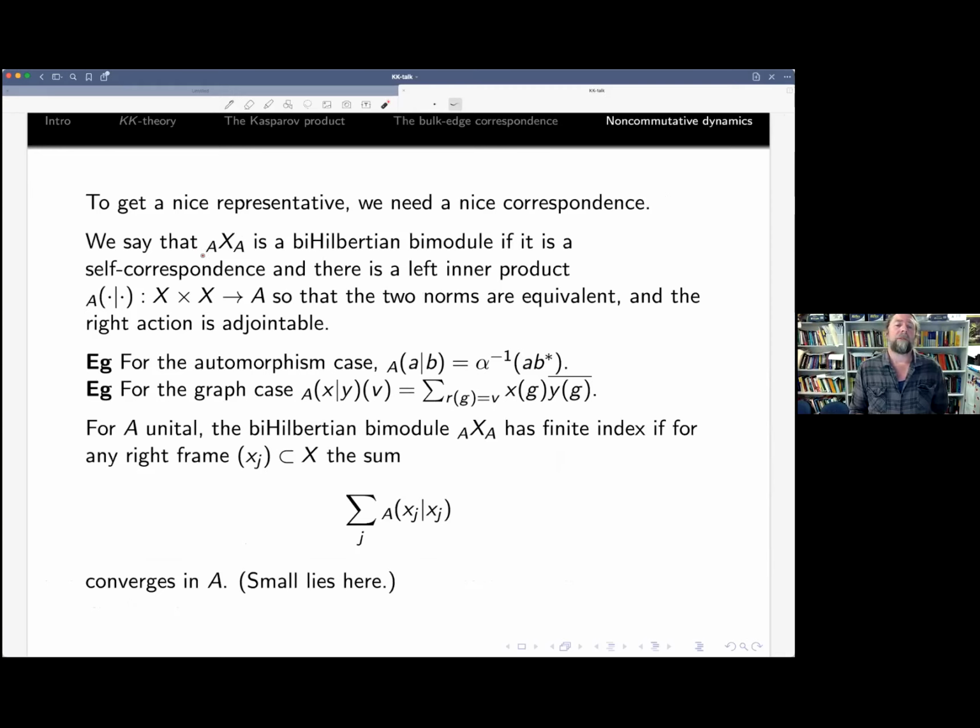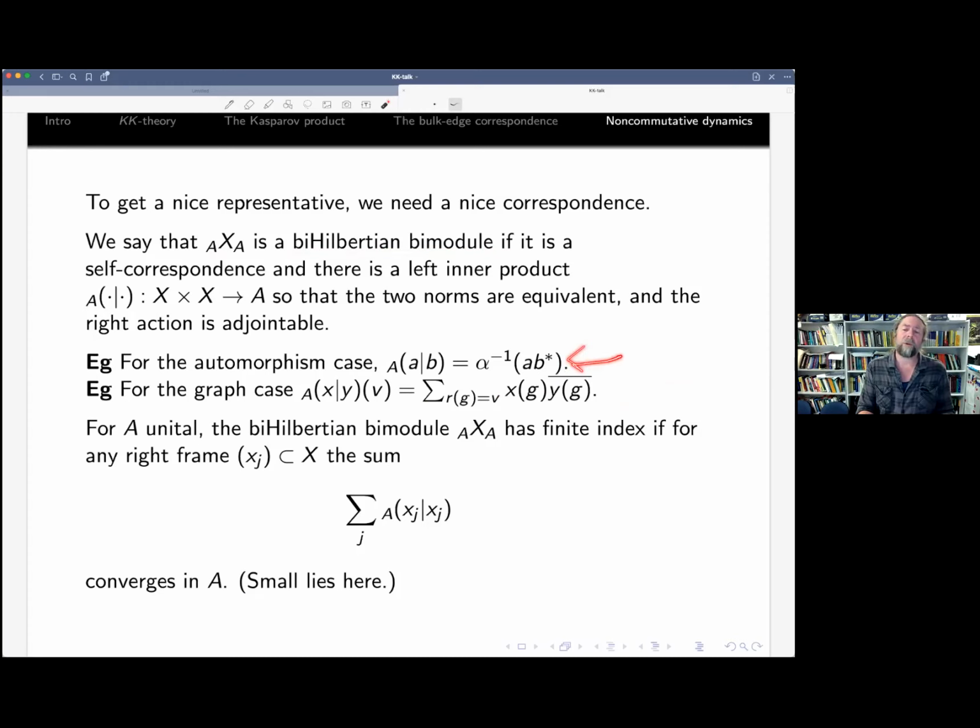So if you have a self-correspondence, it's going to be a bi-Hilbertian bimodule. As far as I know, this was introduced by Watatani and co-workers. This is when there's also a left inner product, so that the two norms you get are equivalent, and then the right action needs to be adjointable for that left inner product. And this is not as uncommon as it sounds. In the automorphism case, you can define the left inner product very easily using the automorphism. And for the graph case, instead of summing over the source, you sum over the range. And that's all there is.